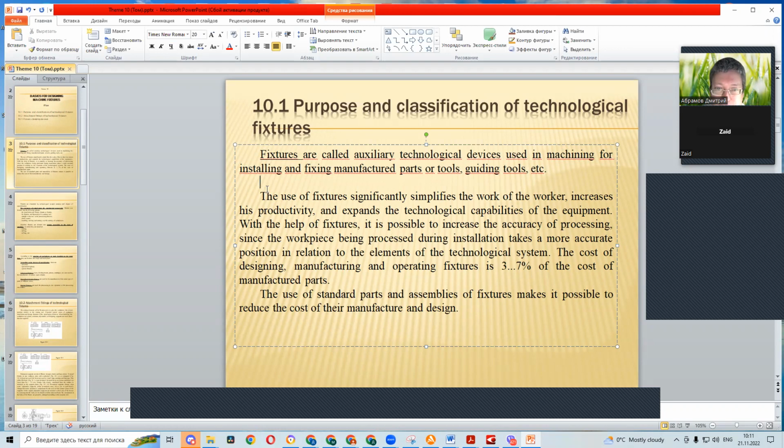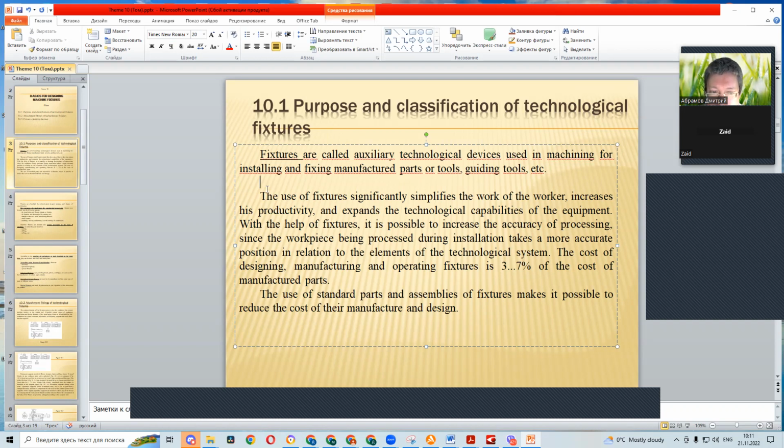The use of fixtures significantly simplifies the work of the worker, increases his productivity, and expands the technological capabilities of the equipment. With the help of fixtures, it is possible to increase the accuracy of processing, since the workpiece being processed during installation takes a more accurate position in relation to the elements of the technological system.